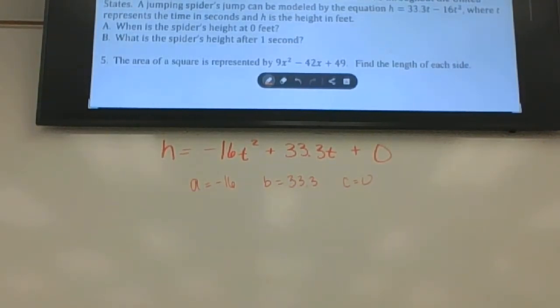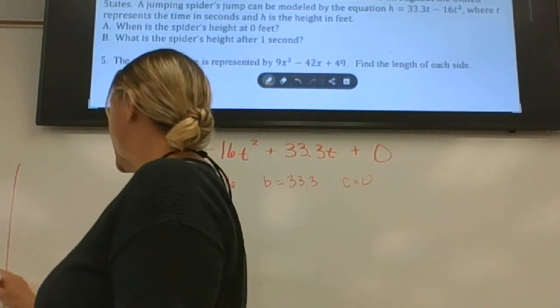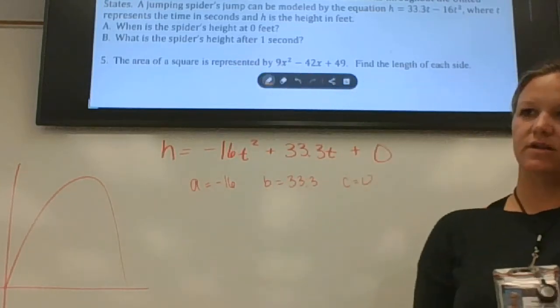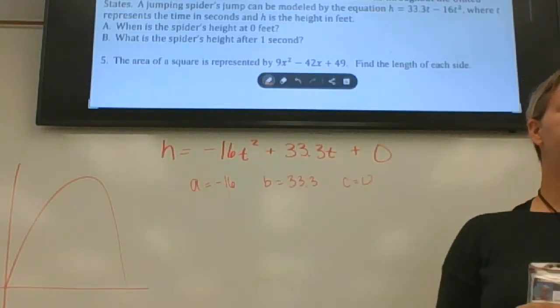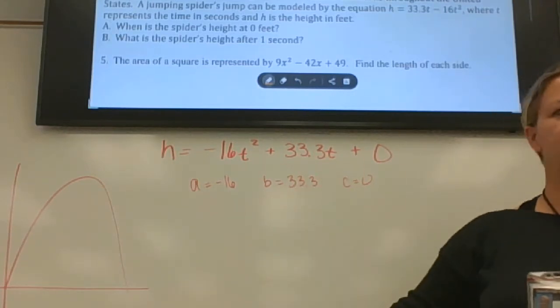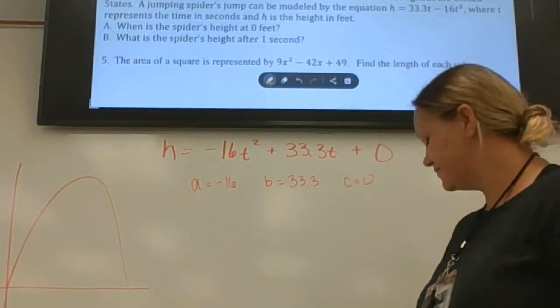T is time and H is feet. So we're looking at a jumping spider. This is our spider jumping. Okay. Have you guys seen a spider jump? No. Normally it's not from the ground to the ground. It's like off of something.